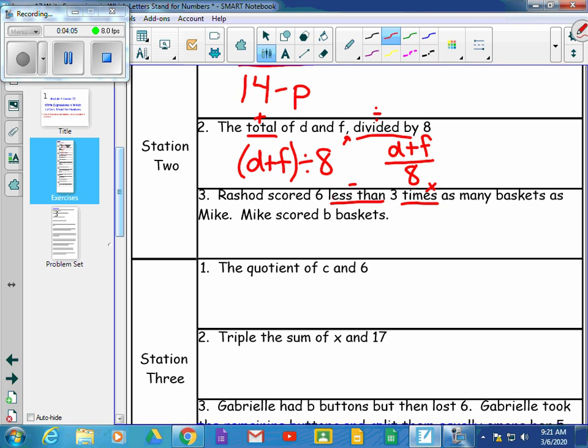So, Rashad scored 6 less than. That's that one subtraction word that tells us we're going to be flip-flopping the order. So 6 is going to come at the end. We're taking that away from something else. We're taking that away from 3 times the B baskets. Rashad scored 3 times as many as Mike, which was B. So we have an expression of 3B minus 6.